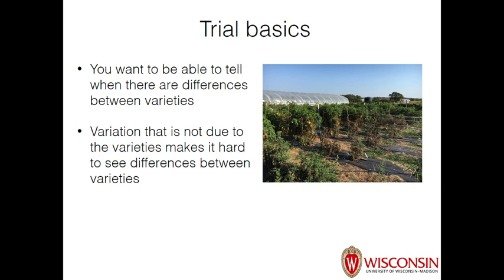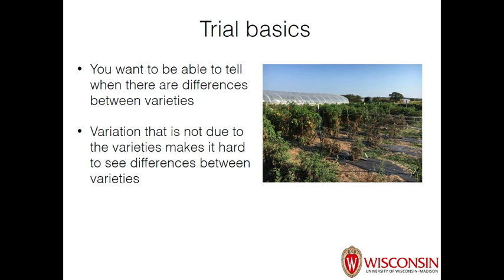The goal of variety trialing is to determine whether some varieties are better than others for the particular traits that you're looking at. You want to know whether this variety is different than the other variety because of the variety, not because it was in a better part of the field or it got more irrigation water or anything else. So anything that's not the variety that could cause a difference, you want to minimize.